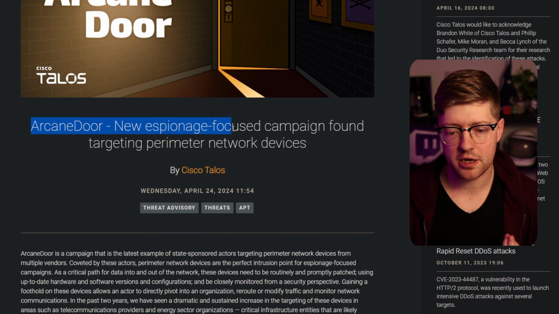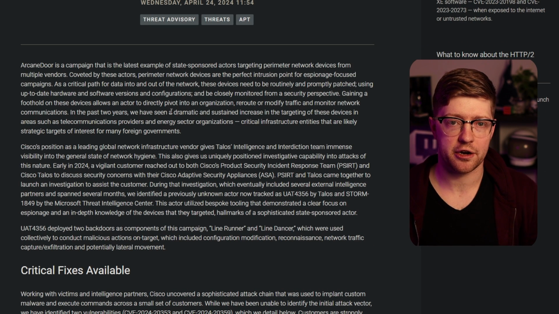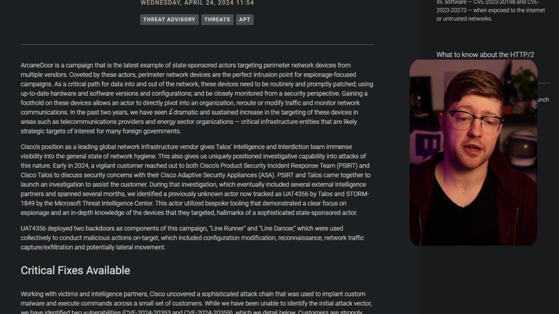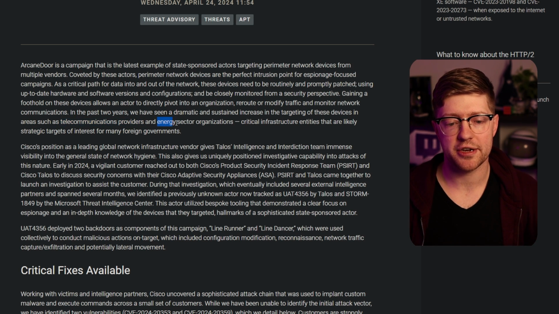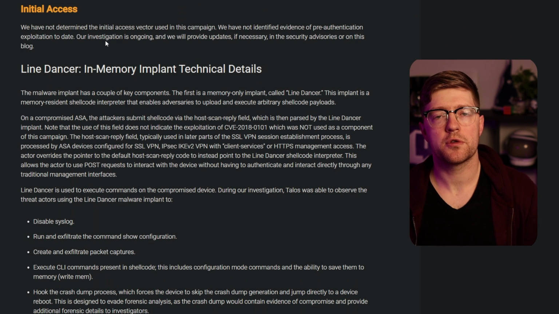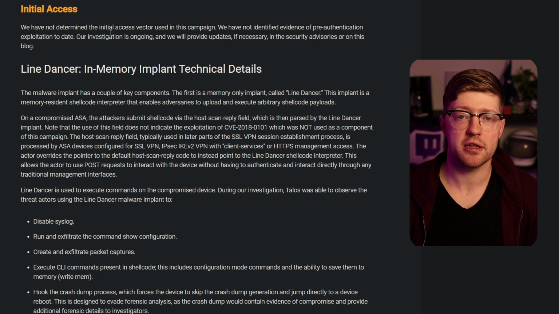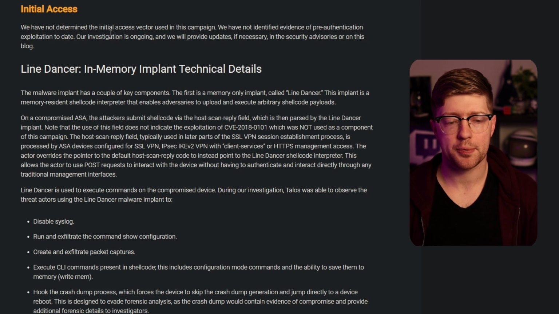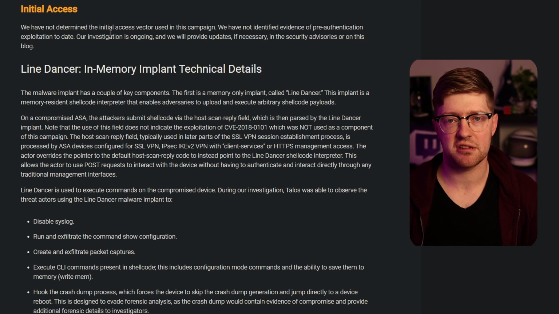A new espionage-focused campaign found targeting perimeter network devices. Arcane Door is a campaign of nation-state hackers trying to get in to perimeter devices on very, very important networks, telecommunication providers, and energy sector organizations. Now, what's unfortunate is that they don't know the initial access vector of this campaign. It likely is a zero-day vulnerability in the Cisco ASA software that is being exploited, but the problem is when you're doing the assessment of a security incident and the campaign behind it, it's really hard to determine what the initial access vector was.